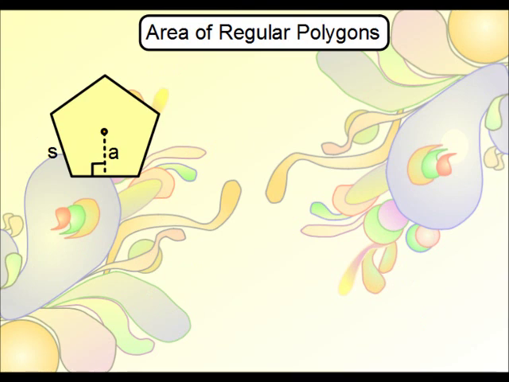I'm showing here a regular pentagon as our example. You could really do this with any regular polygon. What I have here labeled is the apothem, and this is S, meaning the length of a side. Remember that since it is equilateral, all the sides are the same length, and all the apothems are the same as well. The area for this regular polygon is equal to the apothem times the length of a side times the number of sides divided by 2.